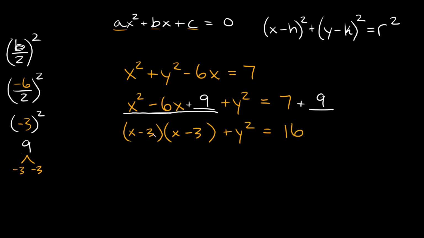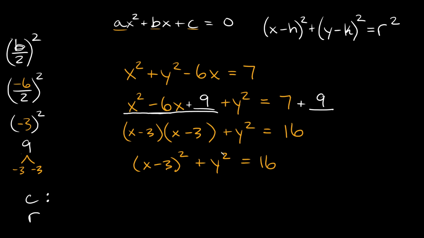Now here, x minus 3 times x minus 3, we could simplify that as x minus 3 squared, right? And then we have plus y squared is equal to 16. All right, now you might notice that it looks kind of like our standard equation of a circle, right? So now we can start identifying the center and the radius, all right? So the center and the radius.